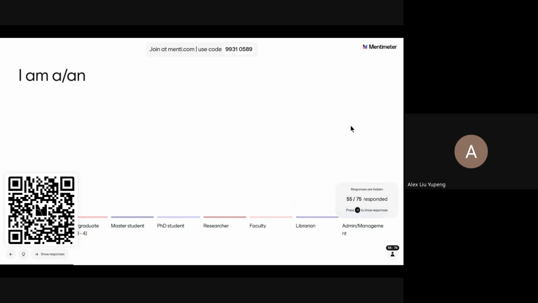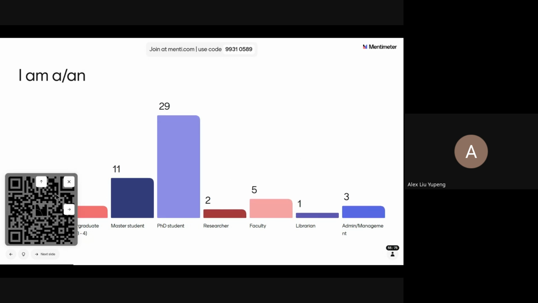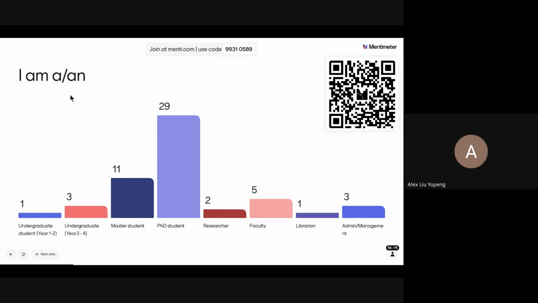All right, so let's not wait too much. So let's see. So these are the roles. Most of us are PhD and master. We do have undergraduate students who are attending, and of course, our faculties and librarians. Thank you so much. And yes, for our master and PhD students, you are at the stage where you are required to publish, right? And that's why we are here.